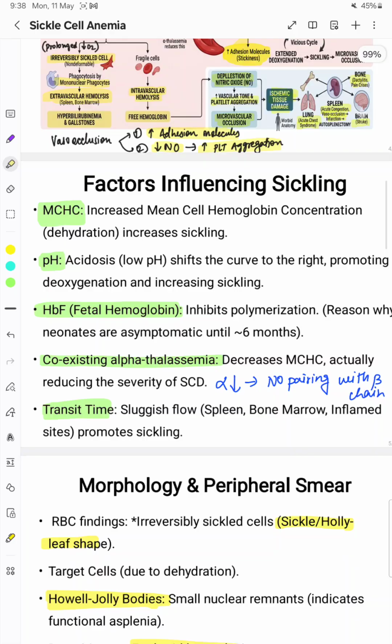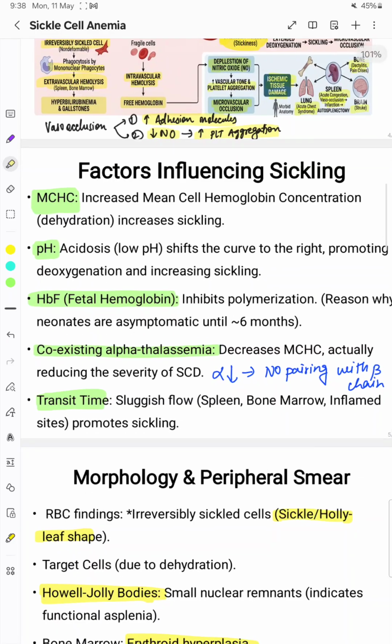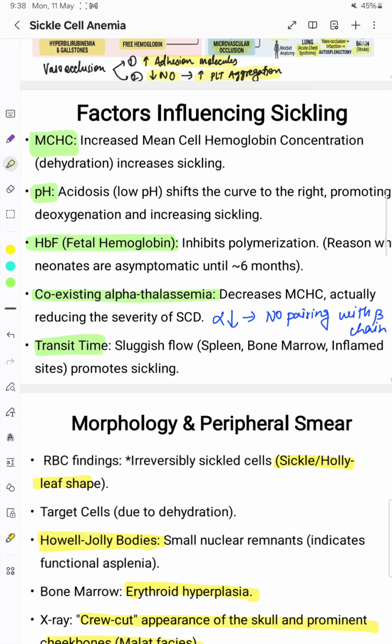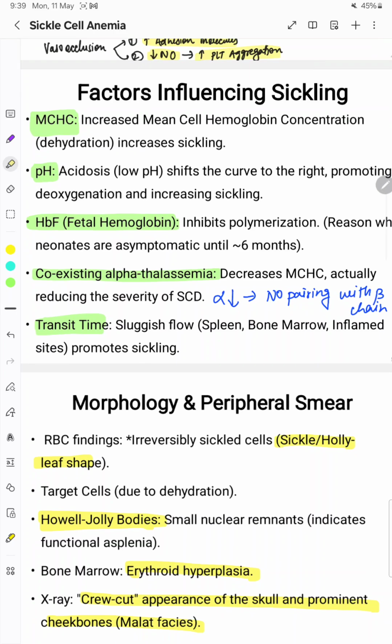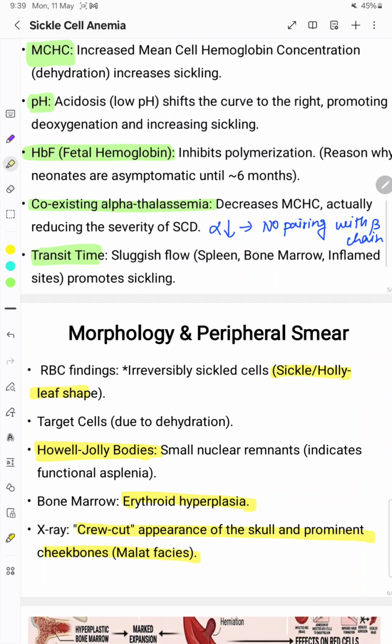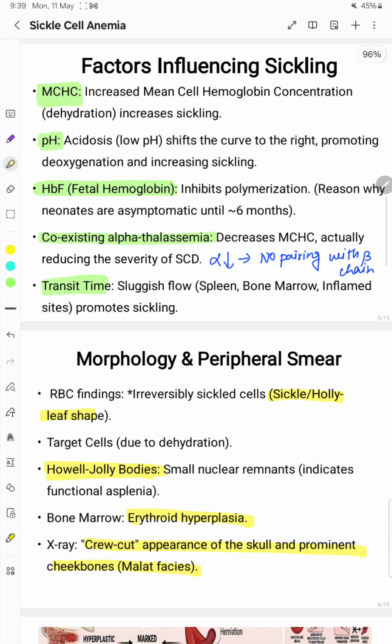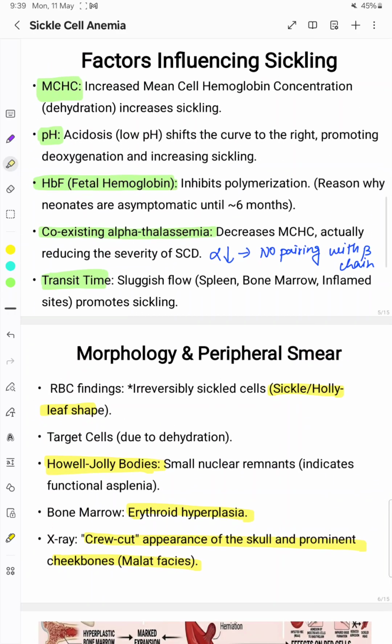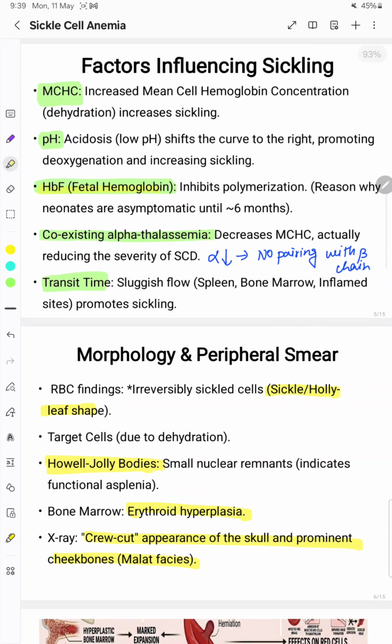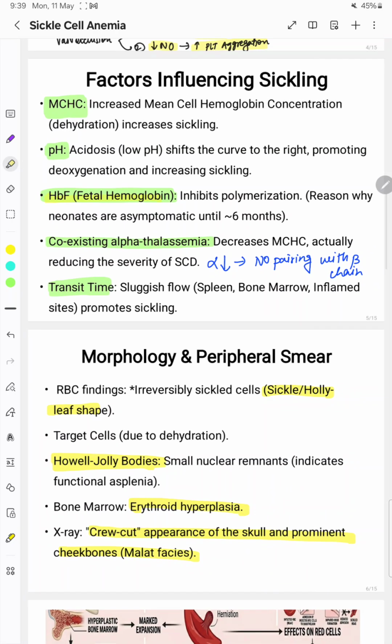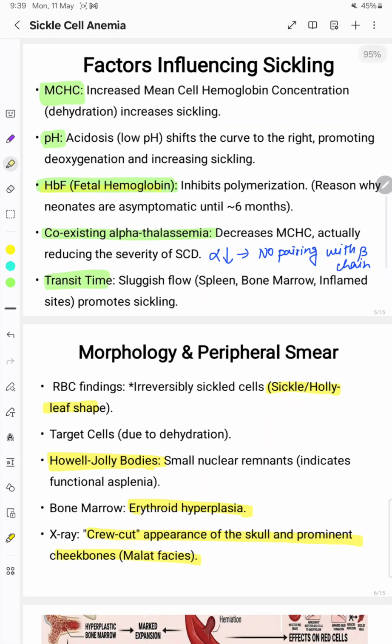Now, what are the factors affecting or influencing sickling? First, MCHC, mean cell hemoglobin concentration. Increased MCHC increases sickling because of dehydration. Acidosis, or low pH, shifts the curve to the right, promoting deoxygenation and increasing sickling. Fetal hemoglobin and adult hemoglobin inhibit HbS polymerization, and that's why they decrease sickling.